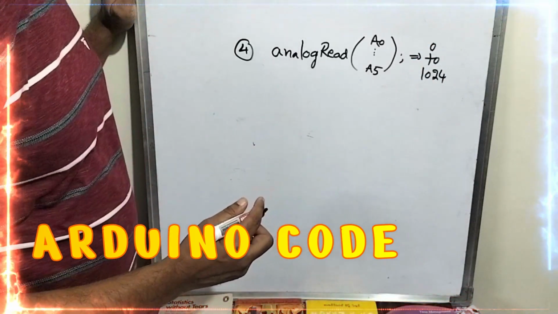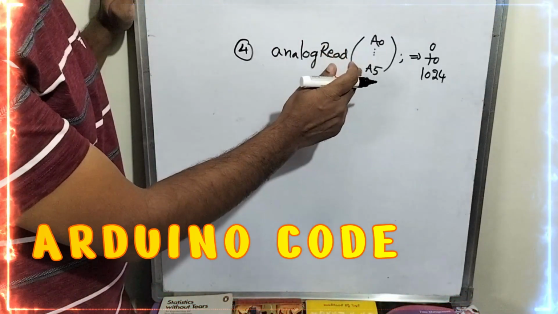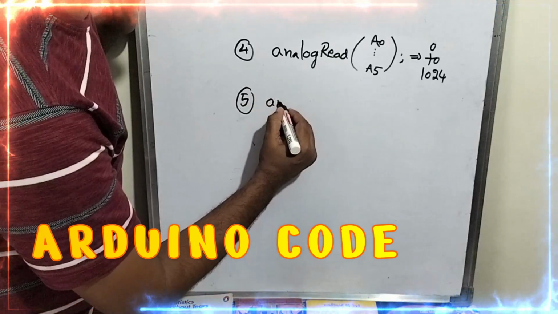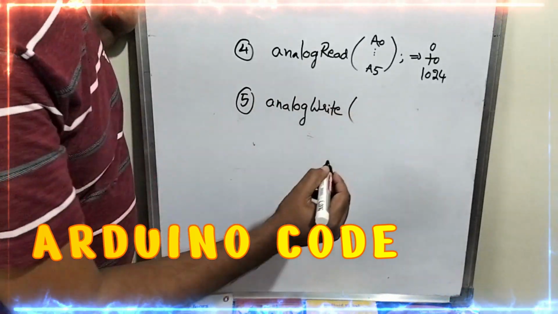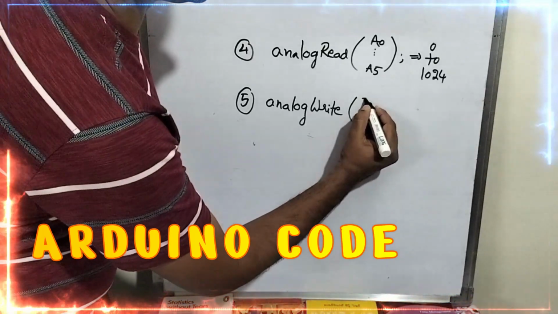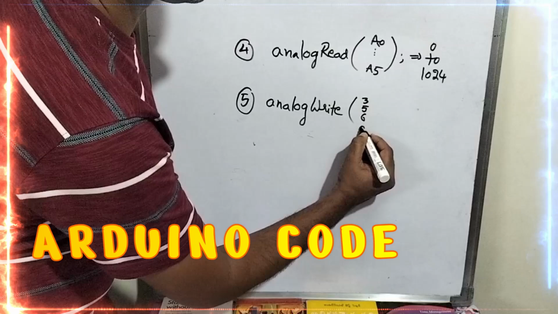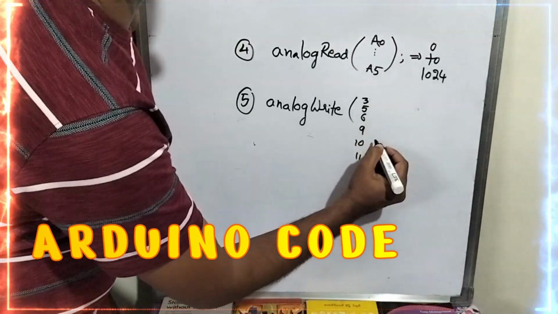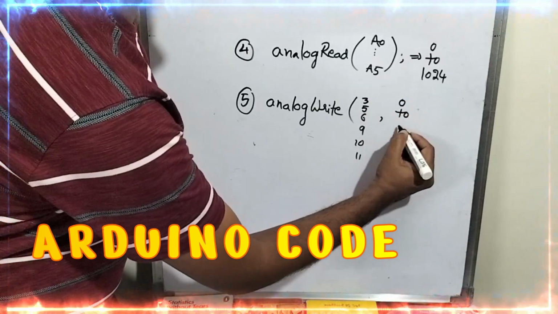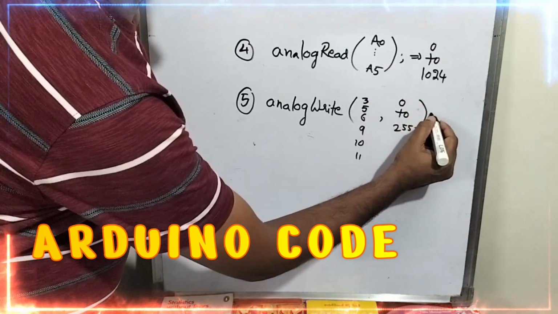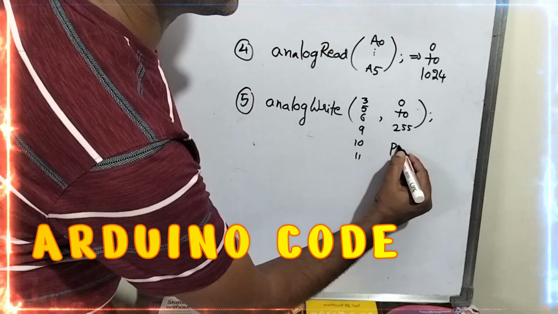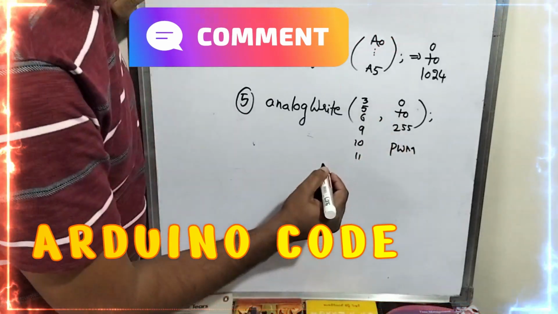So this is the value we try to get from A0 to A5 analog inputs, friends. Now the fifth one, we try to see the analogWrite, friends. The analogWrite we use for PWM signals. It can take pins 3, 5, 6, 9, 10, 11, so any one of these we can use, and the second value, 0 to 255, it will take, friends. So it will try to generate the PWM signal on the PWM pin.